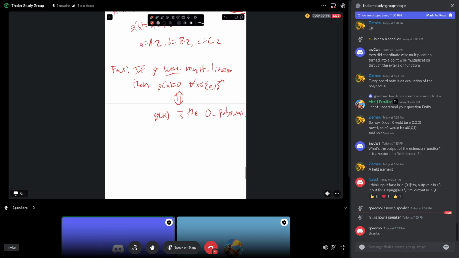Right? So remember, multilinear extensions are unique. So the all zeros polynomial, literally g of x equals 0, everything maps to 0. That clearly extends the function, has the right behavior over the Boolean hypercube, and it's multilinear. So the all zeros polynomial is the unique multilinear extension of the function that just maps the whole hypercube to 0.